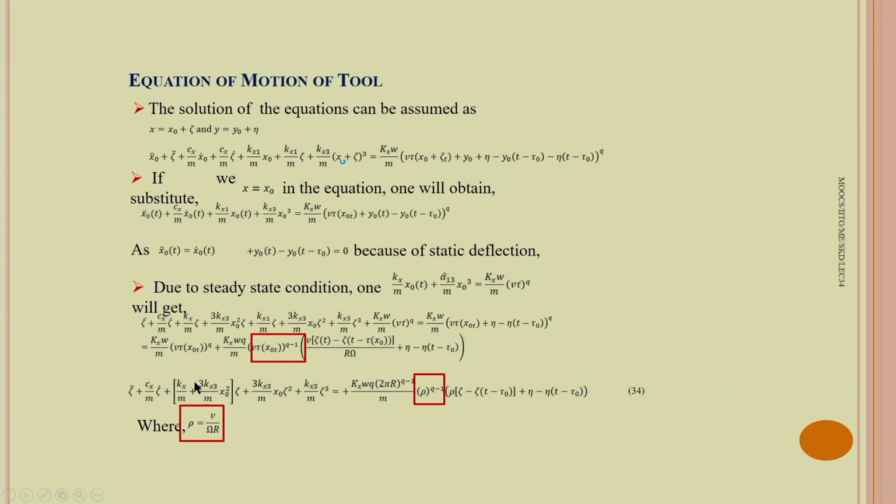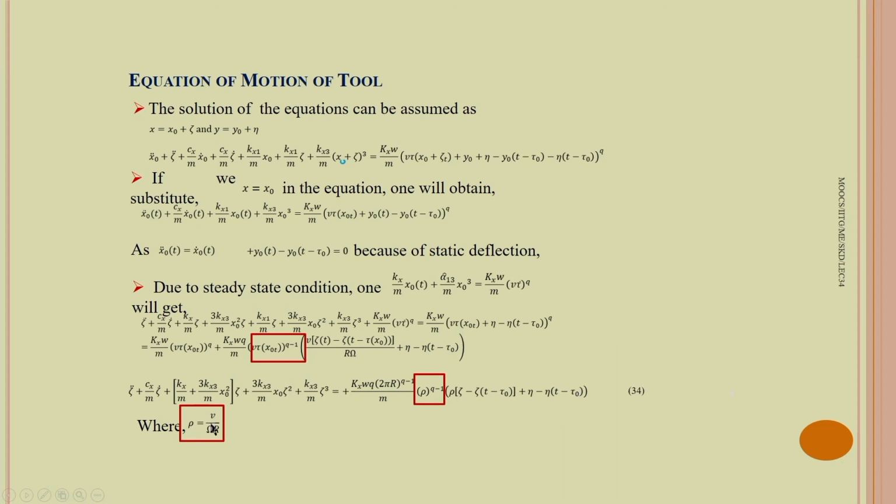So, that is omega n square, plus 3 k x 3 by m x 0 zeta square plus k x 3 by m zeta cube. So, we have a quadratic term and a cubic term, and other parts we have taken to the right hand side, which can act as a forcing term.